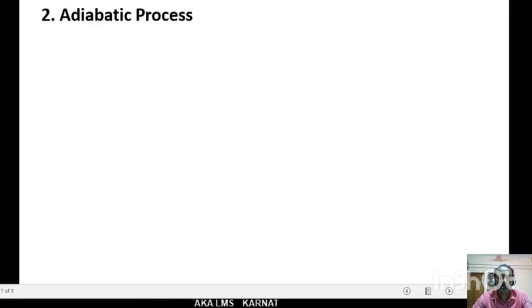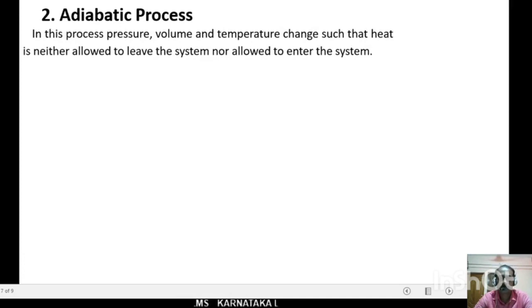Let us see the adiabatic process. Here in this process, pressure, volume and temperature change such that heat is neither allowed to leave the system nor allowed to enter the system. I repeat, in this process, pressure, volume and temperature change such that heat is neither allowed to leave the system nor allowed to enter the system.